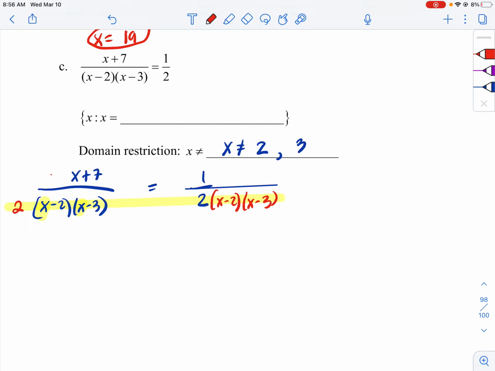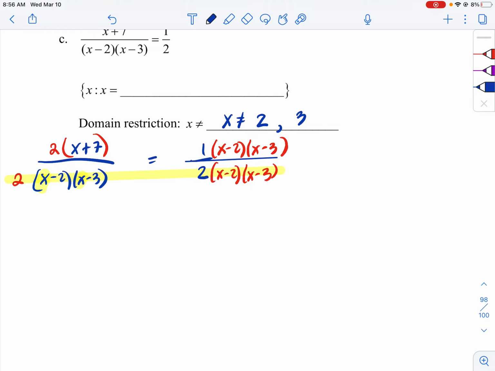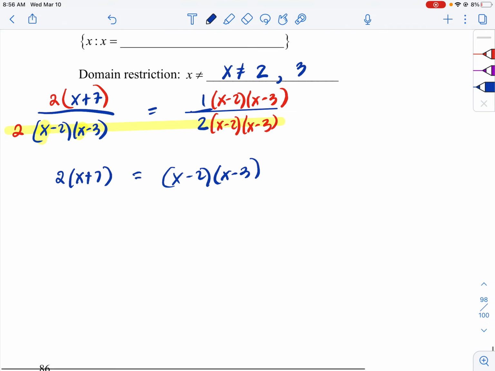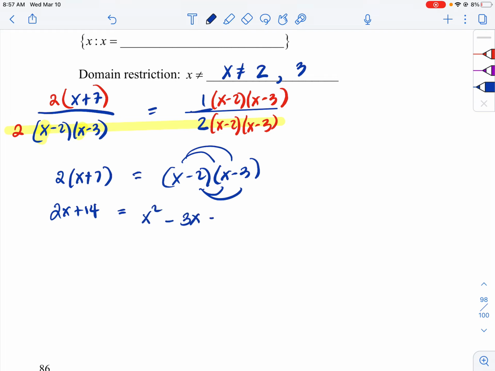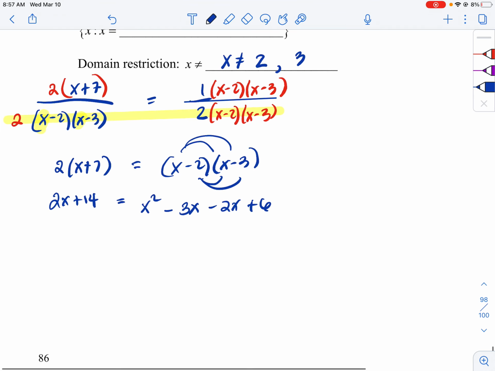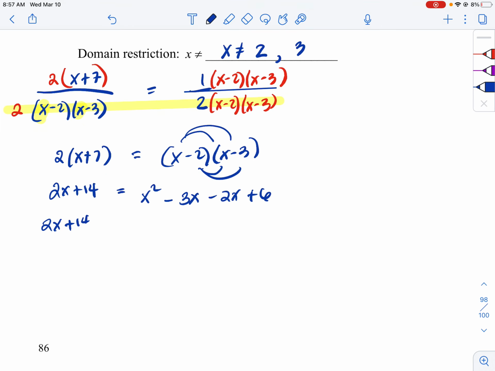But we need to make sure that whatever we give to the bottom, we give it to the top. So let's give that to the top. And then let's write the top. We have 2x plus 7 equals, the 1 doesn't really matter, right? So we have 2x plus 14 equals, I have to FOIL this. This is x squared minus 3x minus 2x plus 6. 2x plus 14 equals x squared minus 5x plus 6.